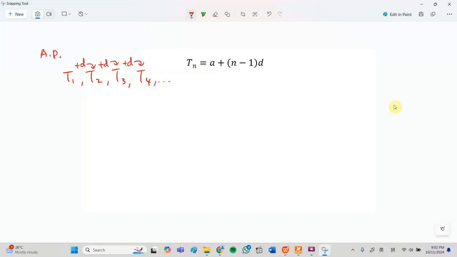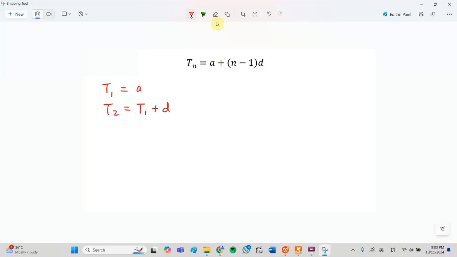So we are going to list out all the terms here in a more organized way. We are going to start with T1. T1 is equals to A, and T2 is actually equals to T1 plus the common difference. And what is T1 again? T1 is A. So A plus D. So we are going to write T1 and T2 in terms of A plus D. Not just T1 and T2, we are going to write at least 4 terms here in terms of A and D. That is what we want to try to achieve here.